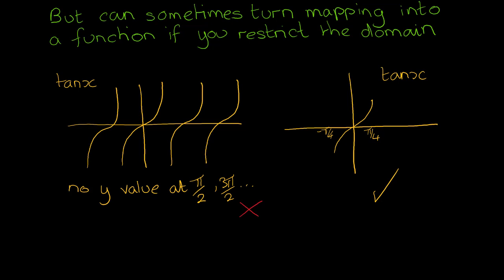So if we look at this graph of tan x here, every time we get to pi over 2, 3 pi over 2, of course we've got that asymptote going on there where there's no value, it's shooting up to infinity and down to infinity either side. So that doesn't fit the profile for it to be a function. However, if I take that same graph and I restrict the domain to between minus pi over 4 and pi over 4, this now is a function.